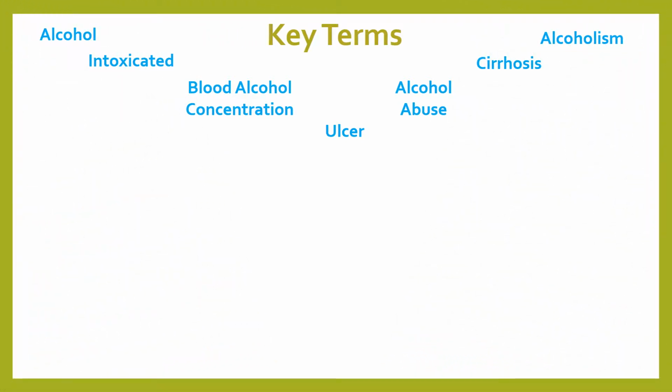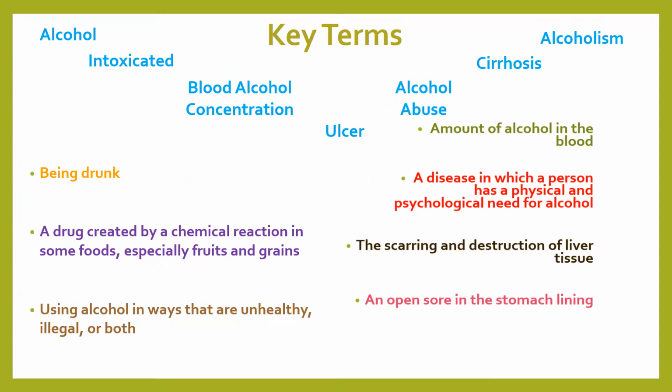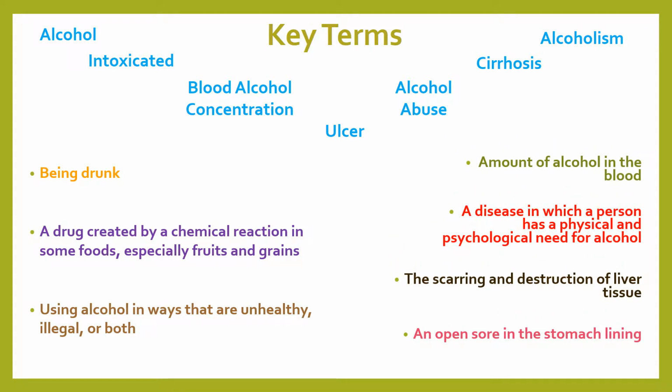Let's get to it. Like I said before, here are key terms to learn: alcohol, intoxicated, blood alcohol concentration, ulcer, alcohol abuse, cirrhosis, and alcoholism. Let's see if we can match the definitions with our terms. So on the top half of the screen, we have our terms, and on the bottom half, we have the definitions.